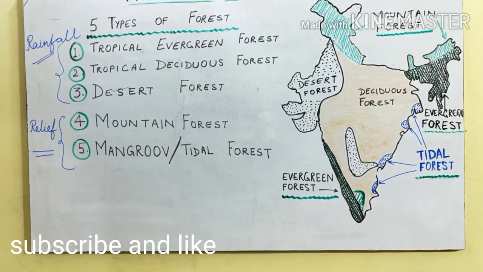Below Ganga-Brahmaputra Delta is Mahanadi Delta, and below it are Krishna and Godavari Delta. The last small blue colored patch you can see in the eastern coast is the Kaveri Delta region. So all these deltas have tidal forest and they are present in the eastern coast of India.